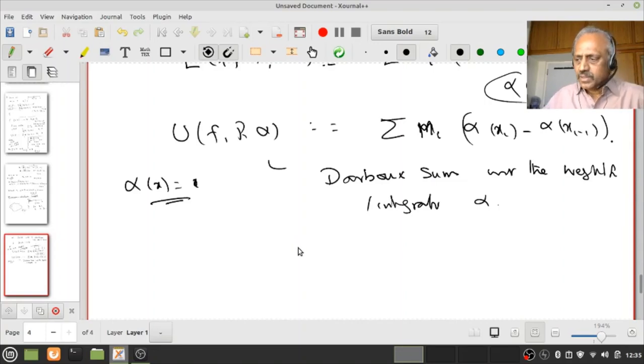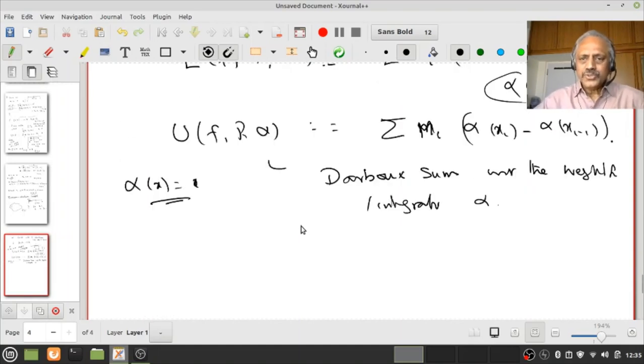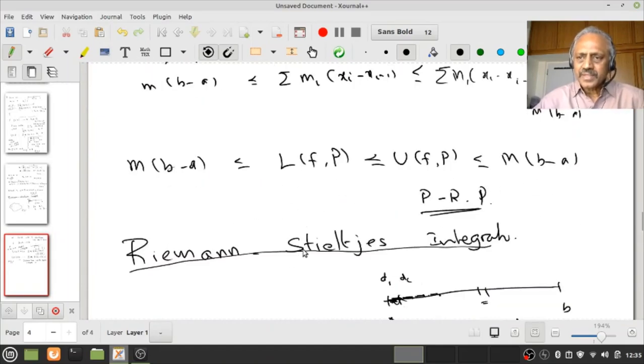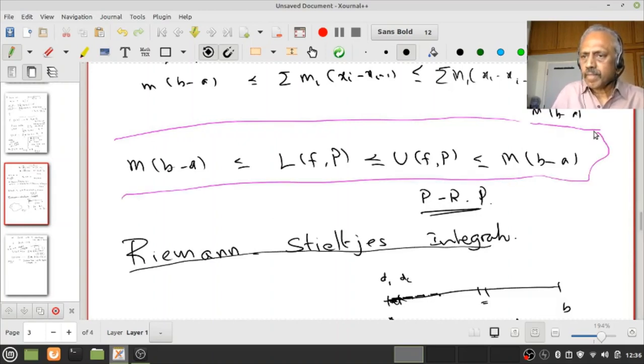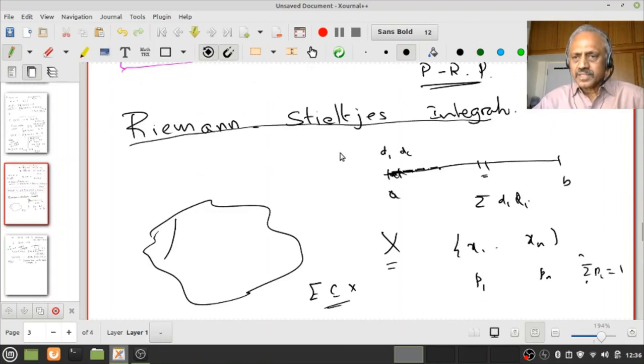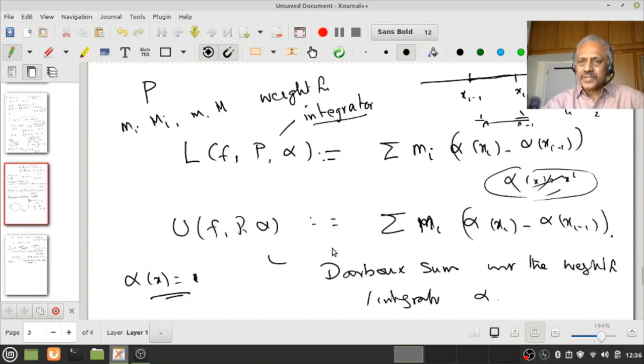Now comes the important thing. What do you know about the term in the bracket, alpha xi minus alpha xi minus 1? That is non-negative. Let us say it's positive, okay? And similarly, this is positive. So now what should be the analog of what we wrote here? Let me circle this, because this is a very important thing for us. What do you think will be the analog of this in the case of the Riemann-Stieltjes or Darboux sum with respect to alpha?